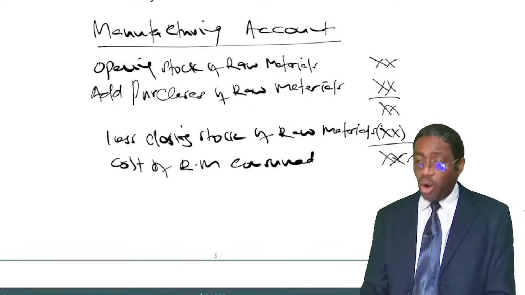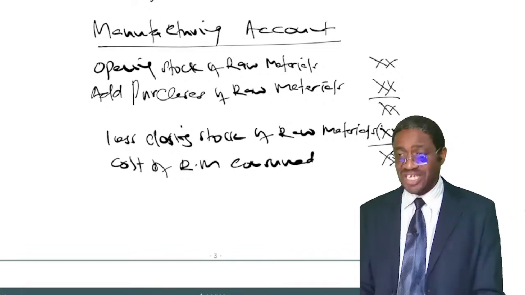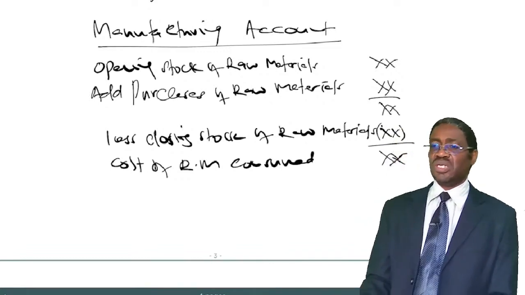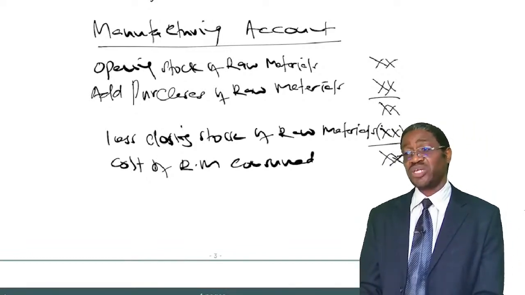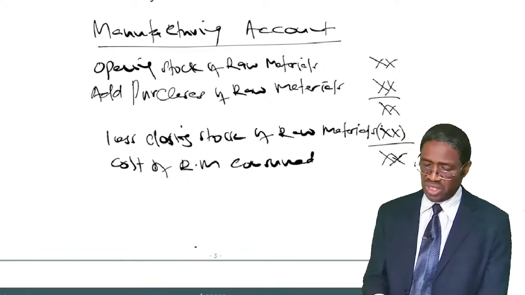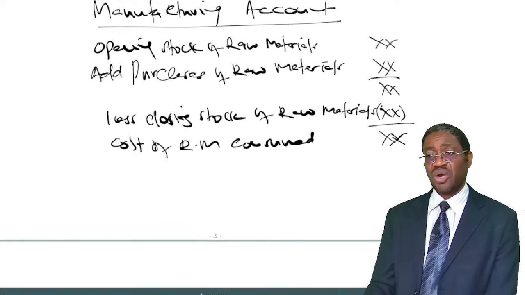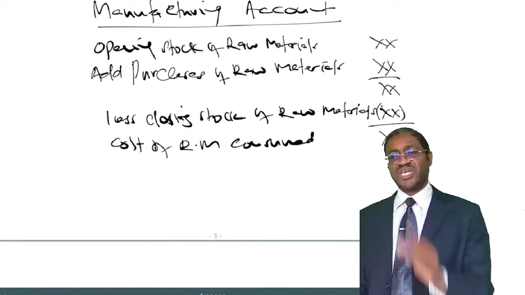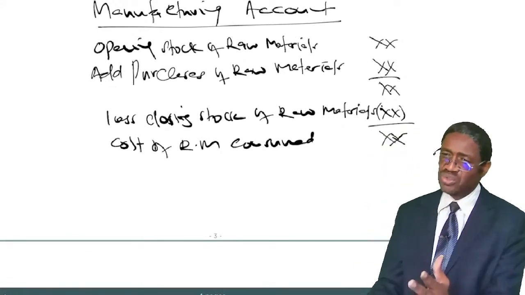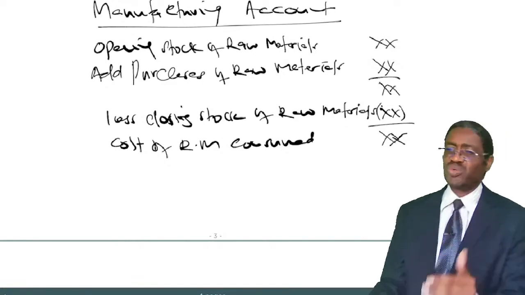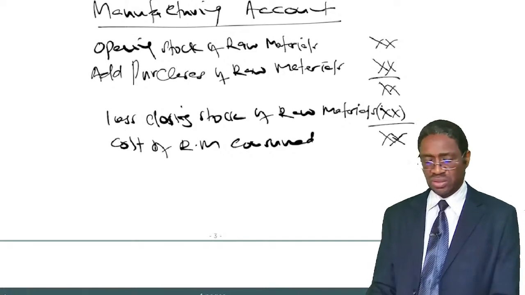We have said you take the opening stock of raw materials, add purchases of raw materials, less closing stock of raw materials, and get what we are calling the cost of raw materials consumed. Good. I hope you are through up to that point.